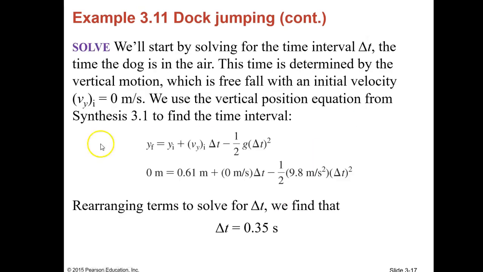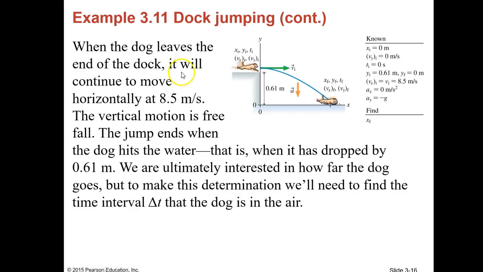So we know Y final is 0. We know our initial height is 0.61 meters. That's where we started. He has no initial speed, so we don't have to worry about the initial speed piece at all. Then it's 1/2 acceleration due to gravity times your time squared. We rearrange this, and we get T is 0.35 seconds. That means he's in the air 0.35 seconds. So to go from here to when he hits the ground is 0.35 seconds.